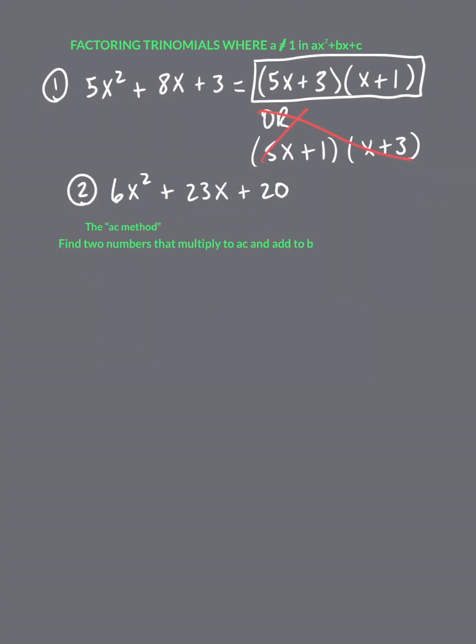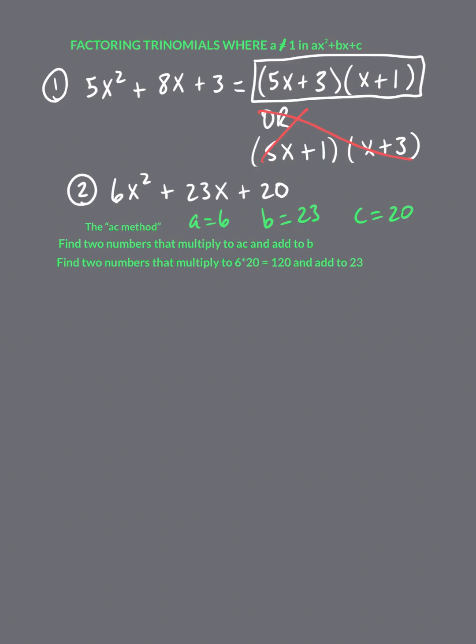The first step to the AC method is to find two numbers that multiply to AC and add to B. So our quadratic is in standard form, and so A is equal to 6, B is equal to 23, and C is equal to 20. So A is always the coefficient of x squared, B is your coefficient of x, and C is your constant. And so in this case, we need two numbers that multiply to A times C, so 6 times 20, 120, and add to B, which is 23.